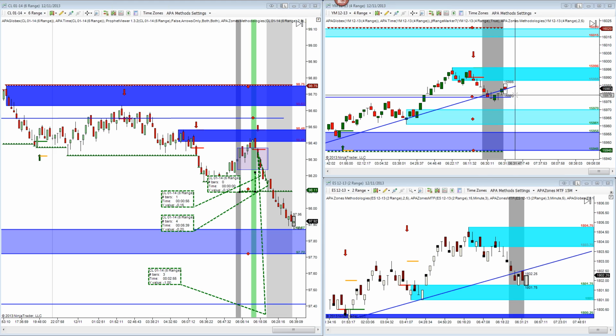Alright, so I feel like YM is respecting the trend line. ES looks like it's doing a good bounce off of this zone, and it may respect the trend line. Went through it a little bit, but that could just be a graphics thing in between like a minute chart and a range chart.